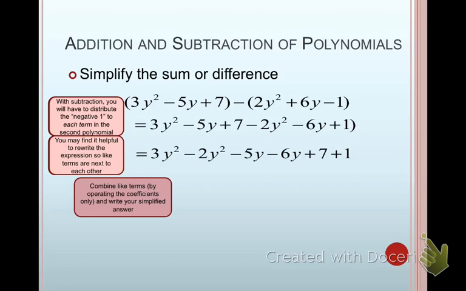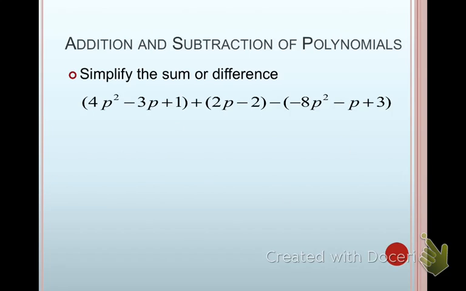I can rearrange the terms if I want to so that all my like terms are together, and then I'll just combine my like terms. 3y squared minus 2y squared gives me a y squared. Negative 5y minus 6y gives me a negative 11y, and 7 plus 1 gives me 8.